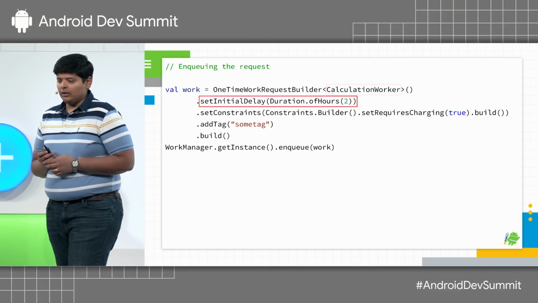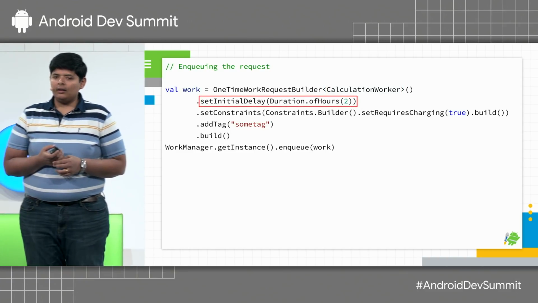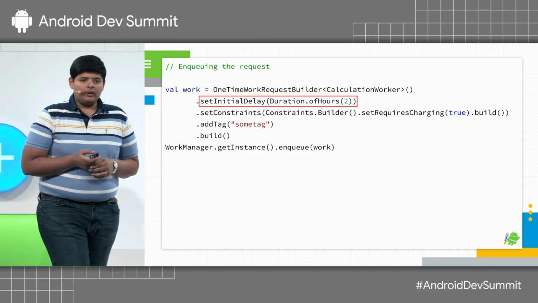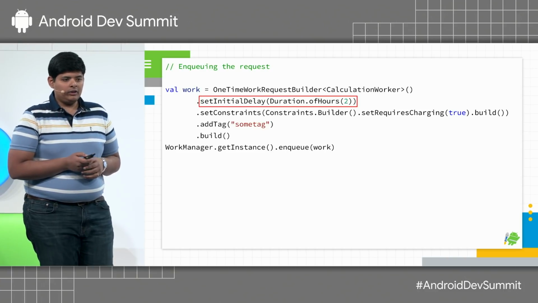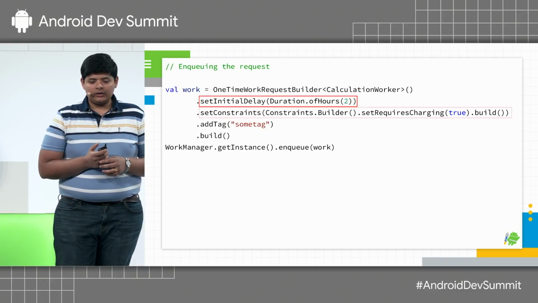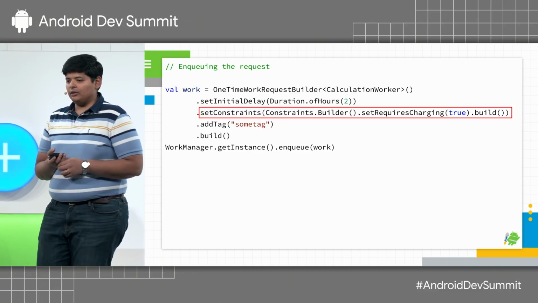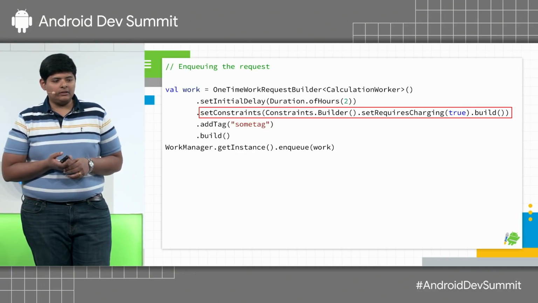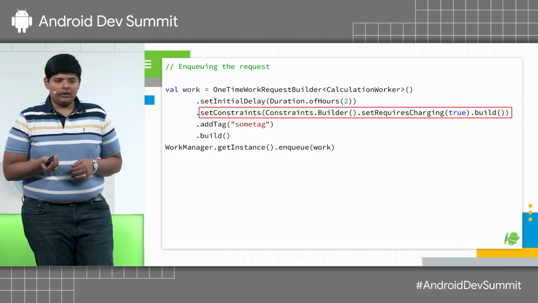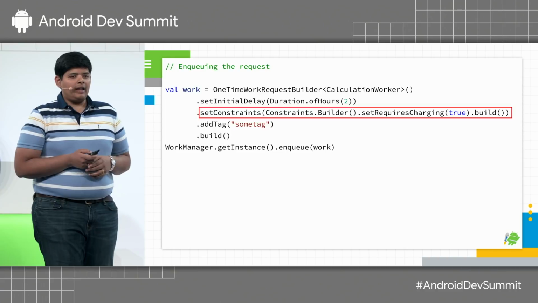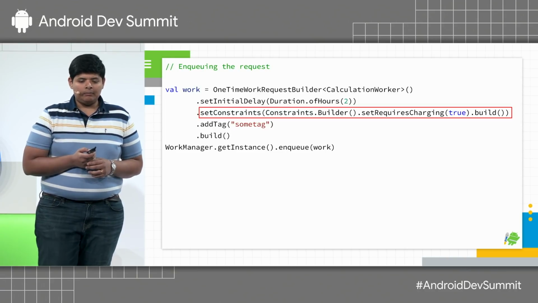I'm setting an initial delay, and this is a timing-based constraint. This tells WorkManager to only run the work after 2 hours have passed since the point of enqueue. I'm also setting another constraint, which is the charging constraint. This tells WorkManager that this work is only eligible to run when the device is actually connected to a charger, when the device is actually charging. I add a tag. I'll talk about tags in more detail, and I'm finally calling .build.